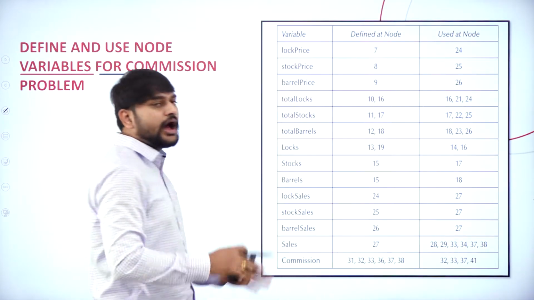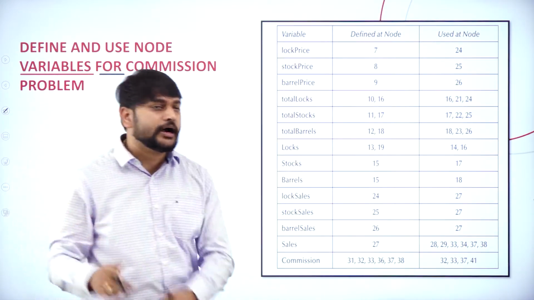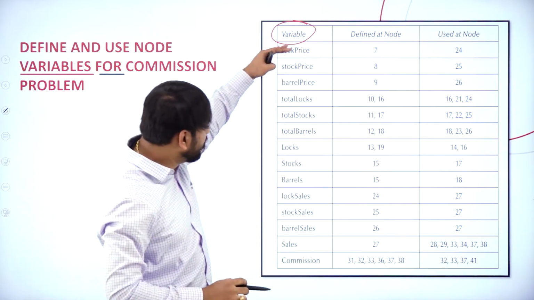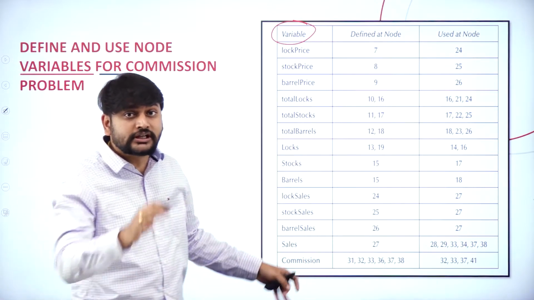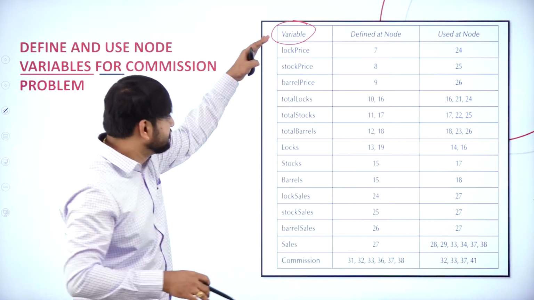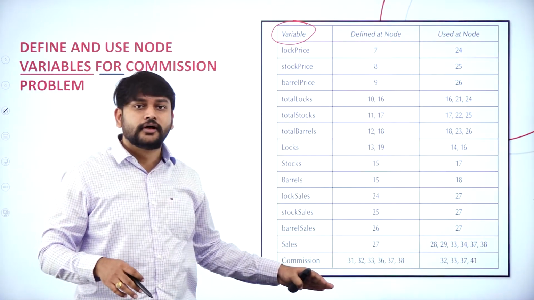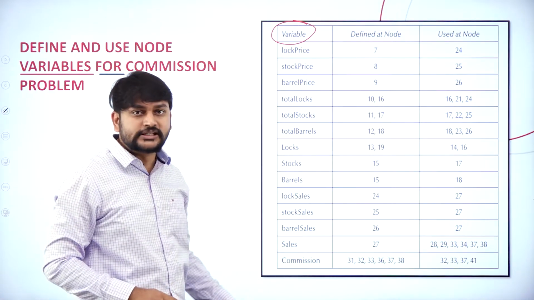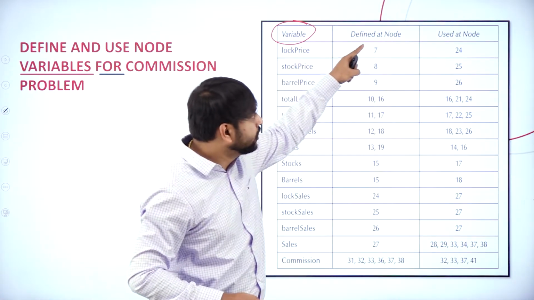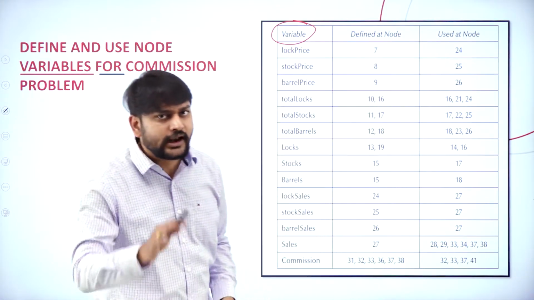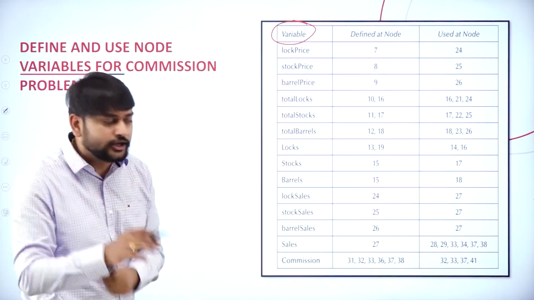In this table, I have divided the table into three parts. The first part is all about the variables. I will be listing out all the variables I am using in the commission problem. If you are familiar with the commission problem, it will be very easy for you to remember all these variables. I will show you what is defined at which node and what is used at which node, one by one, in detail.